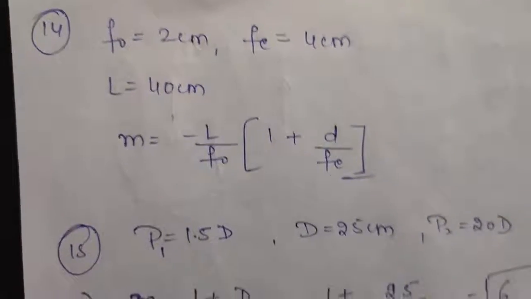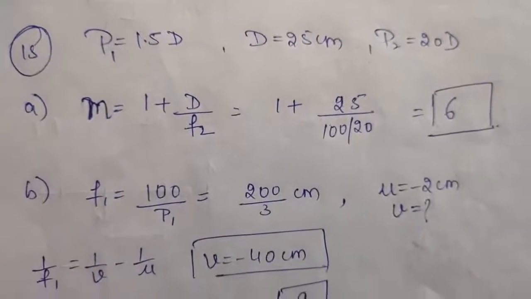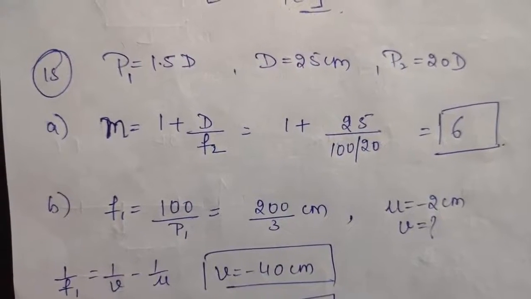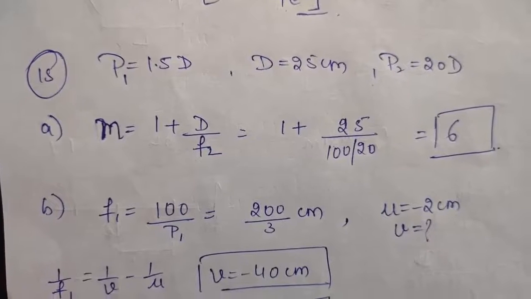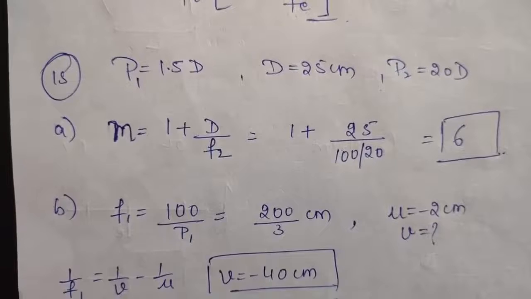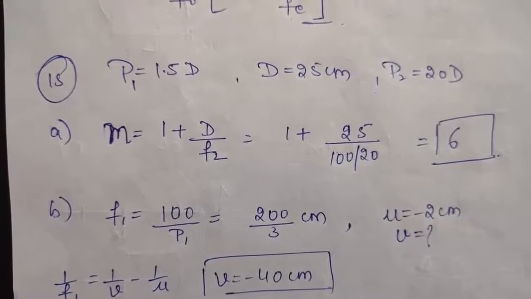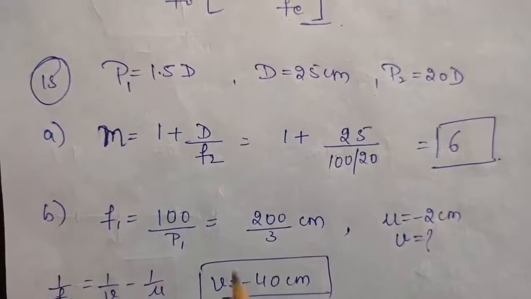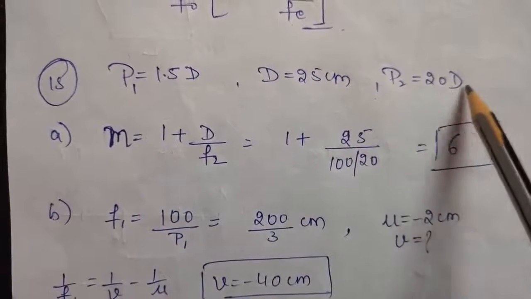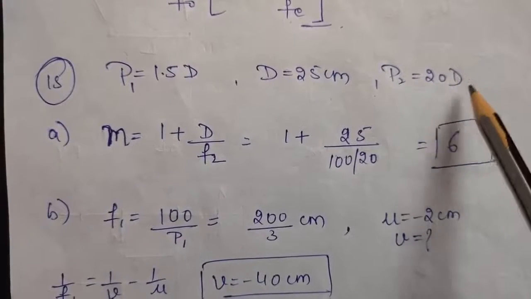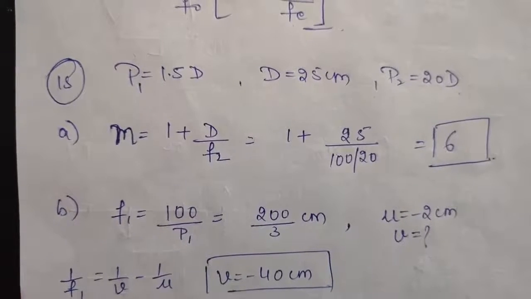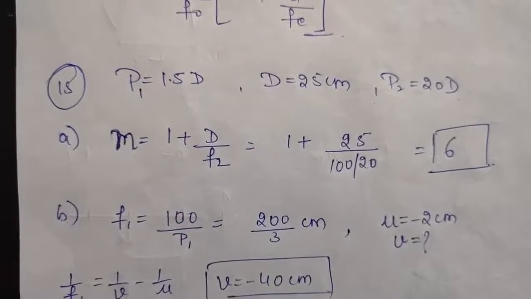Okay, the next is question number 15. Question number 15 says a person uses 1.5 diopter glasses to have normal vision from 25 cm onwards and a 20 diopter lens as a simple microscope to see an object. So this is the power he uses to have normal vision, that is 25 centimeters, and this is the power of the simple microscope he is using. You have to calculate the maximum magnifying power when he uses the microscope together with his lenses.